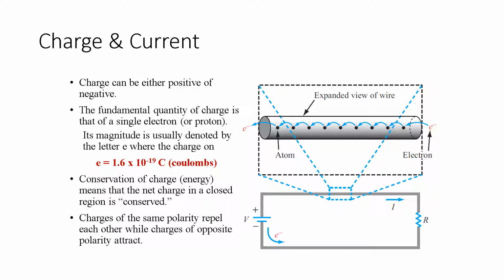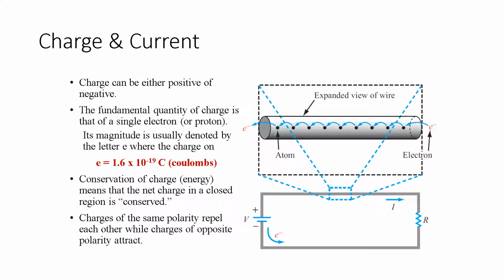So in this slide, we're going to look at charge and current. Charge can either be positive or negative. A positive charge is called a proton, a negative charge is called an electron. And these are the most fundamental units of charge. In physics, we've looked a couple of times at solving problems between protons and electrons. A proton repels a proton, an electron repels an electron. However, a proton attracts an electron. So opposites attract.